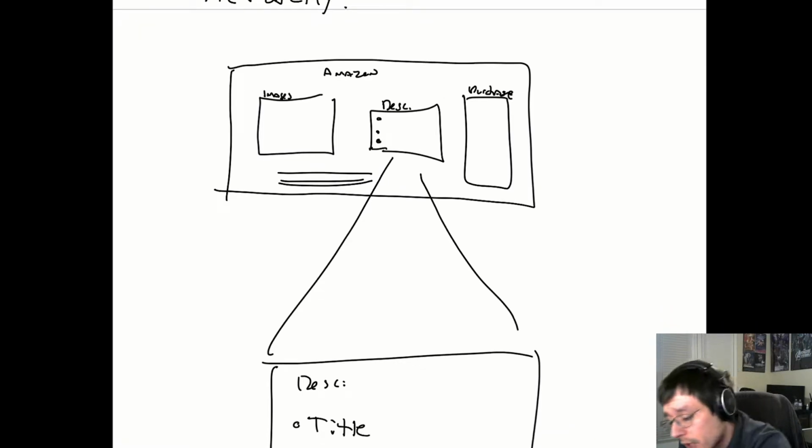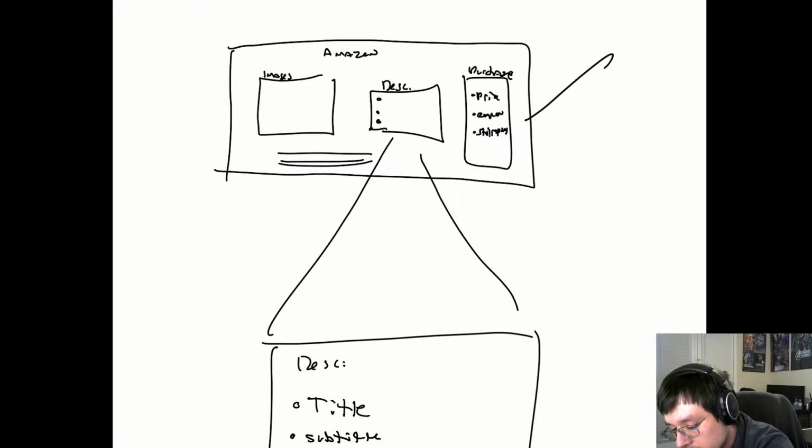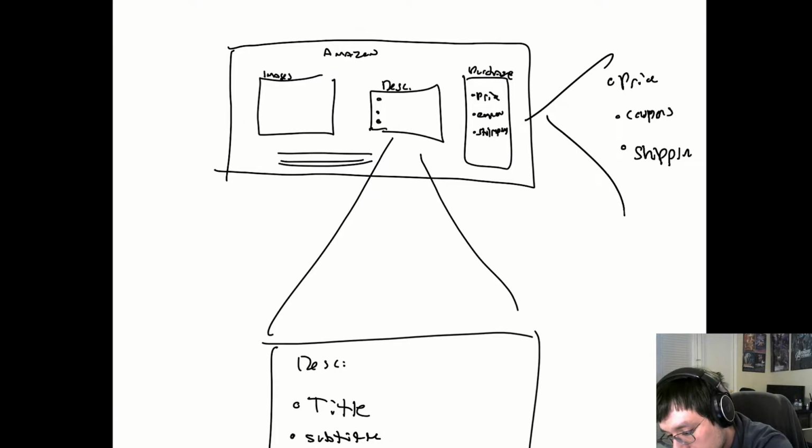For the purchase, we have a similar thing. So we have the price, whether there's some coupons or something, the shipping time, that's usually up there, and so on, right? So I'll make that bigger. So price, coupons or discounts, shipping times, and even other sellers, right?